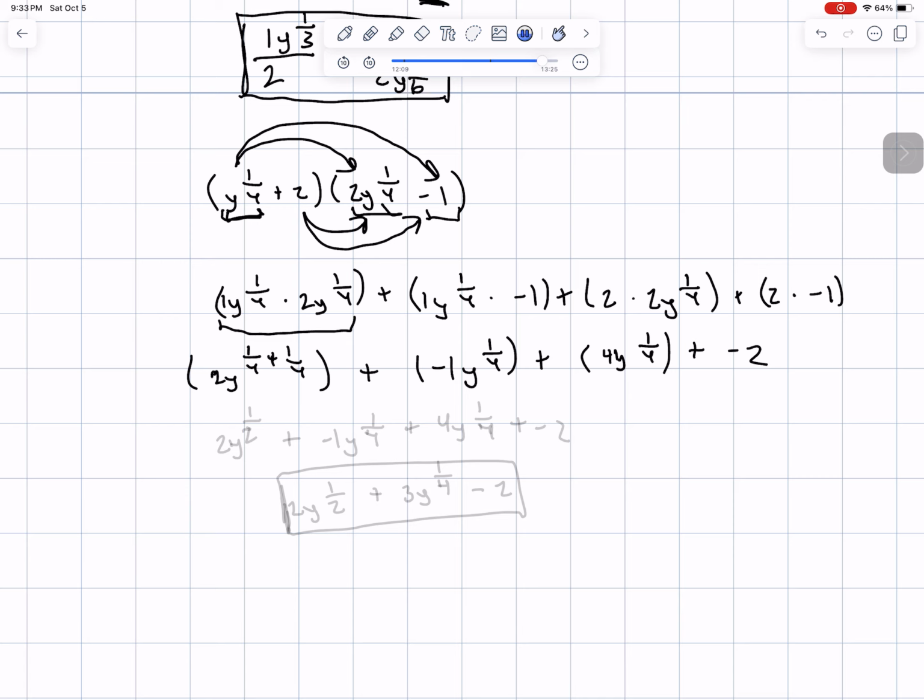Okay, let's simplify the first one. So if I add 1/4 plus 1/4, say I'm adding a quarter with a quarter, that means I get a half. So I have 2y to the half. And then what about the next one? That's still going to stay -1. The next one, same thing again. So those are all simplified completely.